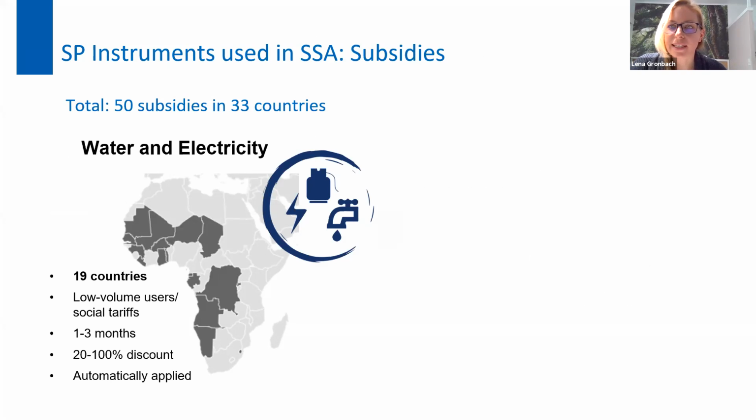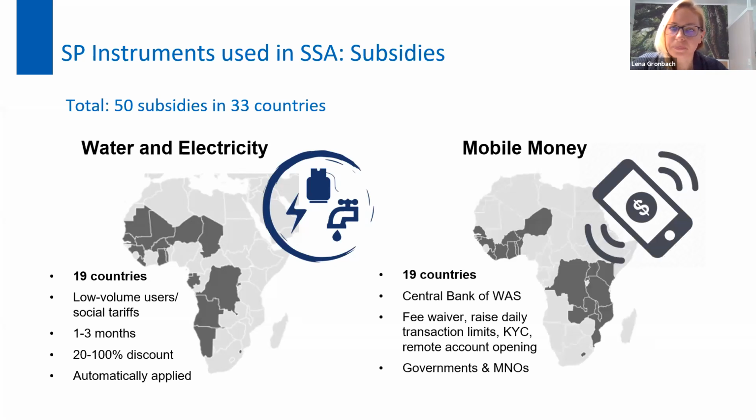And the way it was applied, it was basically an automatic discount given to low volume users or users of social tariffs in those countries. So if we were using less than a certain amount of water, electricity in the previous month, you were given a, depending on the country, 20 to 100% discount on your water and electricity bill.